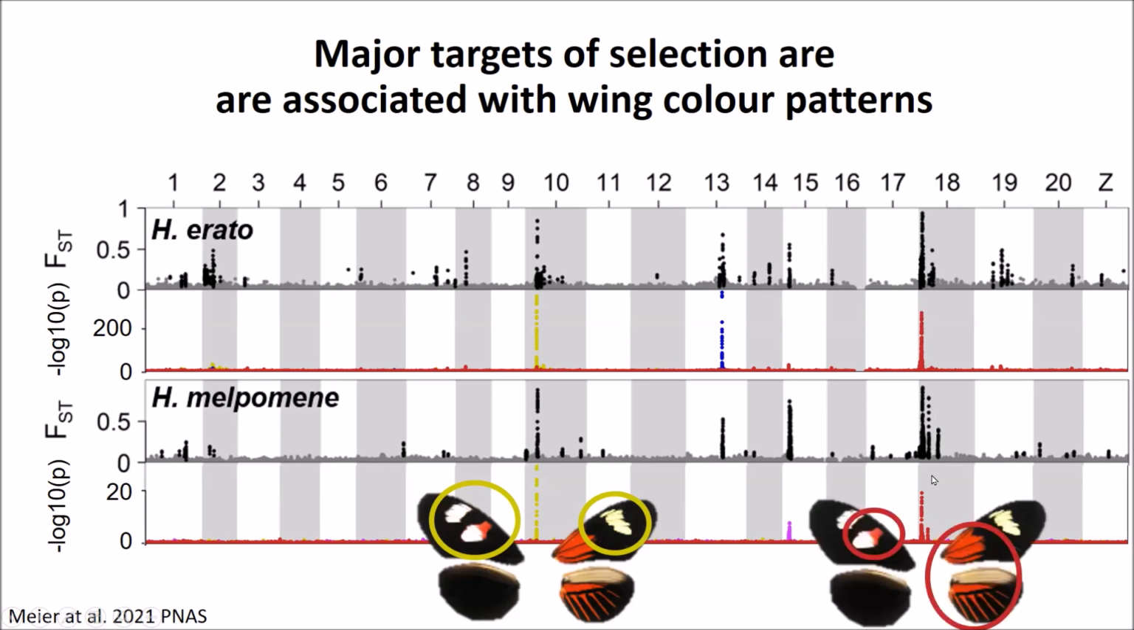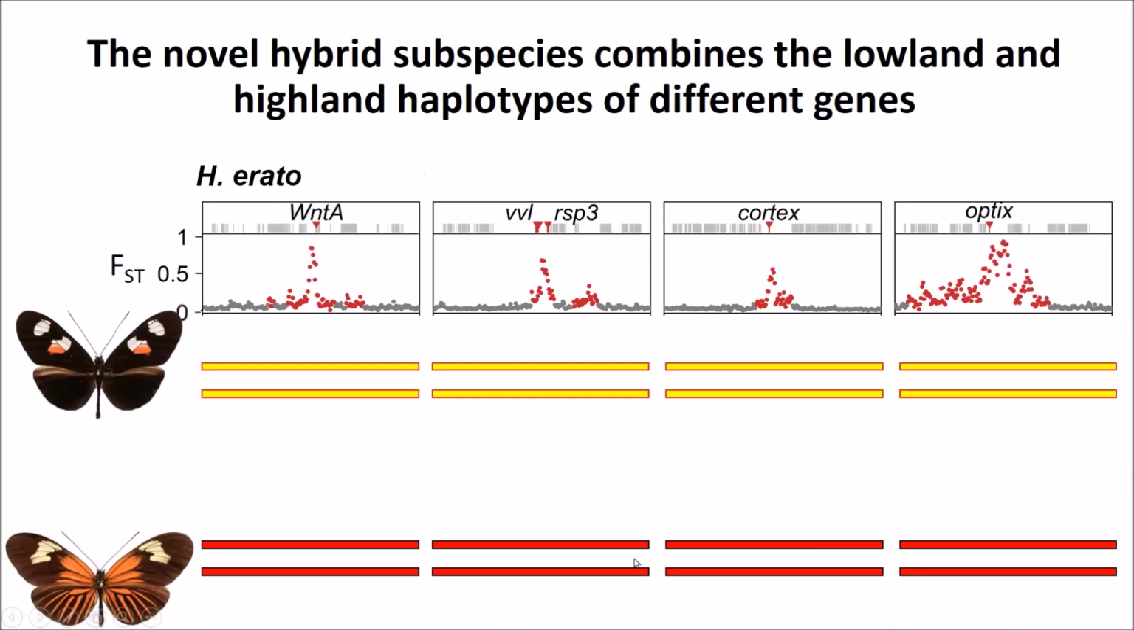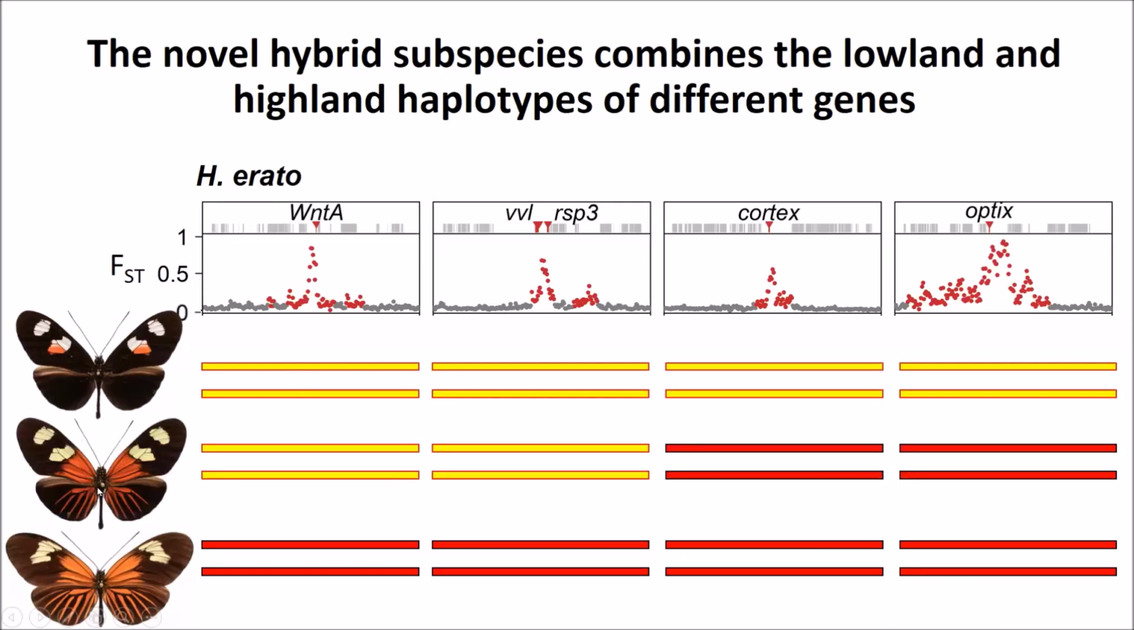And here on chromosome 18, this determines if the red is found in these parts of the wing or just in the 4-ring band. And so here we can really see which peaks are due to which, or encode for which color pattern differences, which allows us to really nicely link the phenotype and the genotypes. And this also allows us to have a look at this interesting new combination.